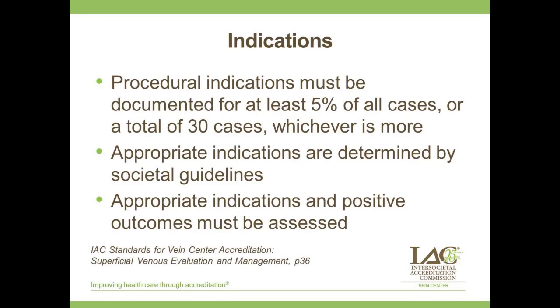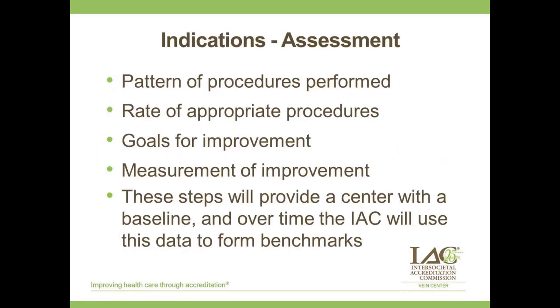Appropriate indications and positive outcomes must be assessed for this sample population to make sure that procedures are being performed for the right reasons and in the right manner. When the IAC looks at the indications data that is submitted, we look at the pattern of procedures that are performed and make sure that the procedures performed are appropriate for the numbers of patients being seen. We look at the rate of appropriate procedures and then set goals for improvement. When we look at measuring improvement, we look at indications data and outcomes data over time.